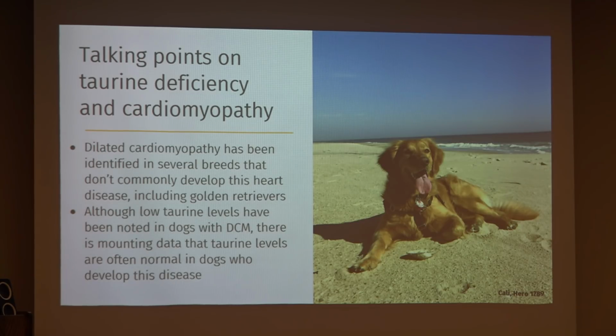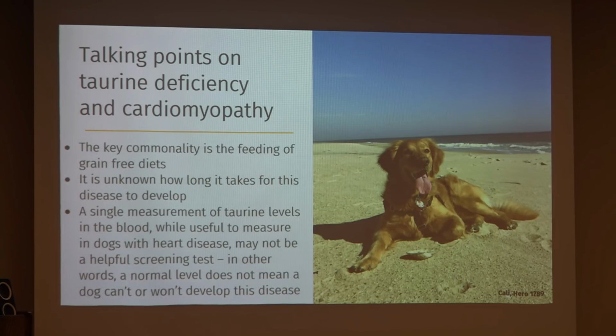So very, very different. And although low taurine levels have been noted in dogs with DCM, there's mounting data that taurine levels are often normal in dogs who develop the disease. So the problem is probably a little stickier than we know. It could come down to taurine and maybe it's not available, but this is a confusing point because at first they thought it was taurine. The key commonality, though, is the feeding of grain-free diets.